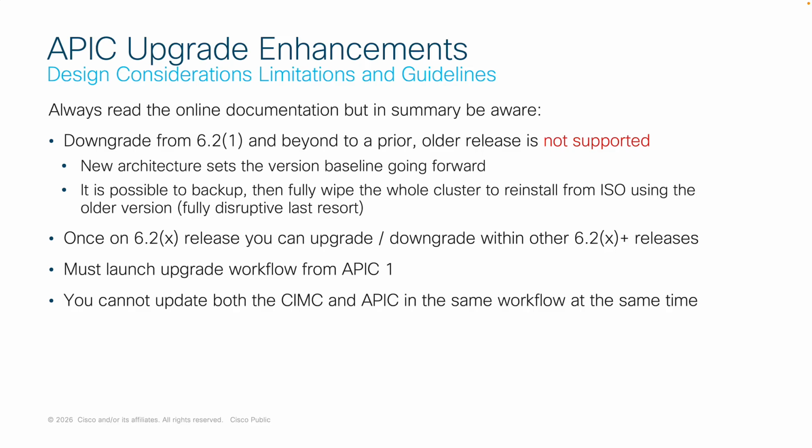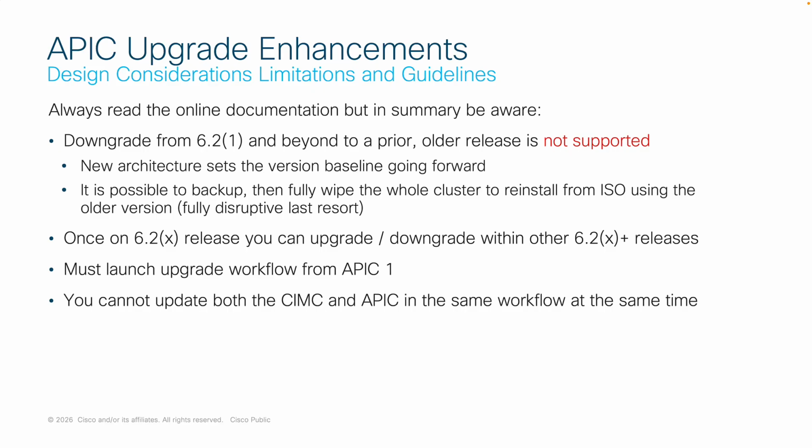Okay, so there are a couple of design considerations, limitations, and guidelines. As always, you want to read that documentation, make sure that you understand the upgrade process. In this particular case, the first one that I need to call out for you is, because of the architecture change that I just described, once you go to 6.2.1, you are not able to downgrade to something before 6.2.1. This is not supported. So please, when you are ready to upgrade, let's just make sure that you are aware of this, that you are going to be on a new baseline of 6.2 and beyond.